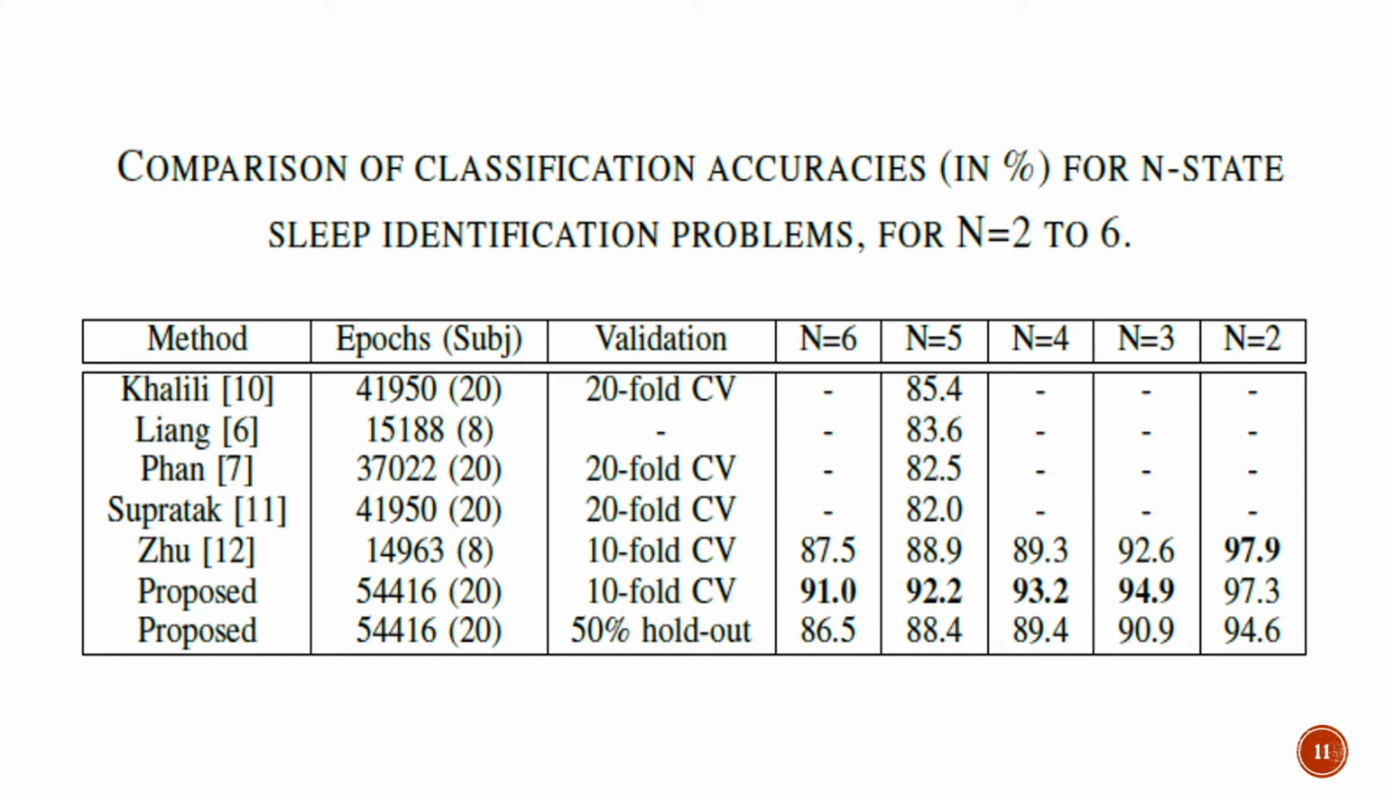Whereas in case of 50% holdout, in fact, none of the studies have reported 50% holdout, which is a far better validation technique, because here 50% of the subjects are considered as training, and the rest 50% are left out as test subjects. And this is repeated for multiple trials. Here we have considered 10 such runs. And the value ranges from 86% for 6-state classification to 94% for 2-state classification.